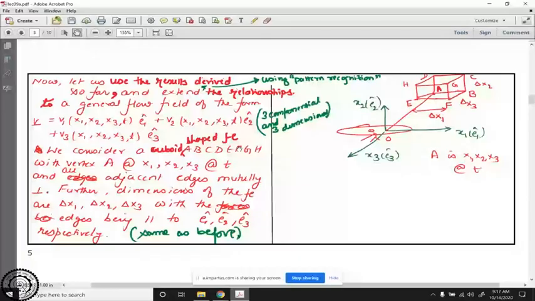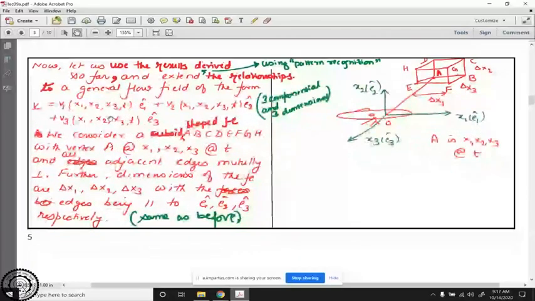We consider this velocity field, a general 3D, three-component velocity field. Again, I consider the same fluid element, which I've shown here on the right-hand side: A, B, C, D, E, F, G, H, with vertex A at x1, x2, x3 at time t, and all adjacent edges mutually perpendicular to each other at time t. Further, the dimensions of the fluid element are delta x1, delta x2, delta x3 as before, and these edges are parallel to e1, e2, e3 respectively.